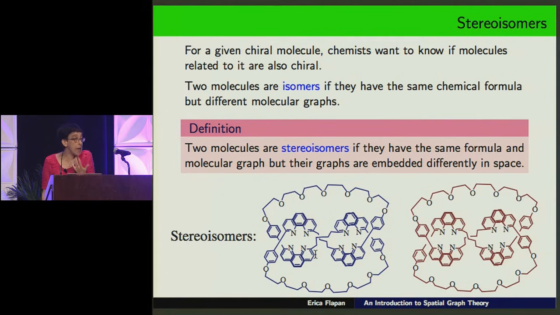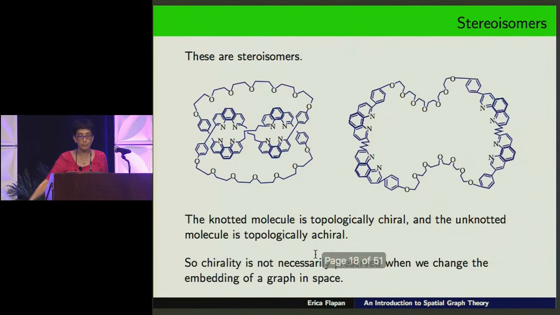So here you have an example of stereoisomers. You have the knotted molecule and its mirror image. And you can see that they're mirror images because all the crossings are reversed. So every place where the blue goes over, the red goes under, and vice versa. And these are stereoisomers because one can prove, again, using knot theory, that one cannot be deformed to the other. So they're different embeddings in space.